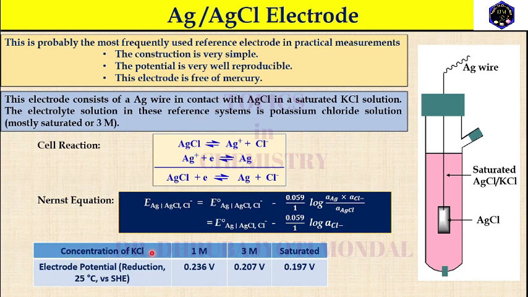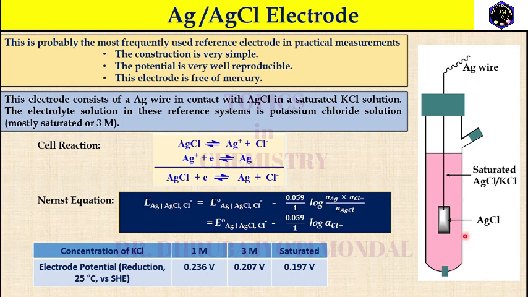So here you can see the concentration of KCl: first 1 molar, then 3 molar, then saturated. Here you can see the electrode potential, which is the reduction potential, at 25 degrees Celsius versus the standard hydrogen electrode, SHE. When the concentration is 1 molar, the electrode potential is 0.236 volt. When the concentration is 3 molar, the electrode potential is 0.207 volt. When it is saturated, the electrode potential is 0.197 volt.